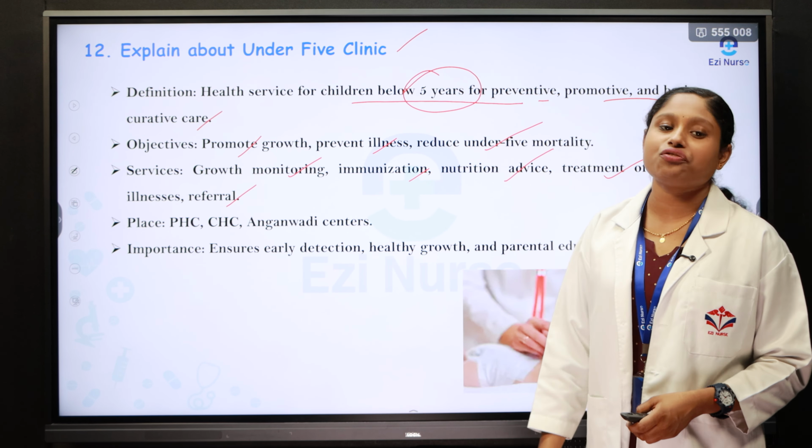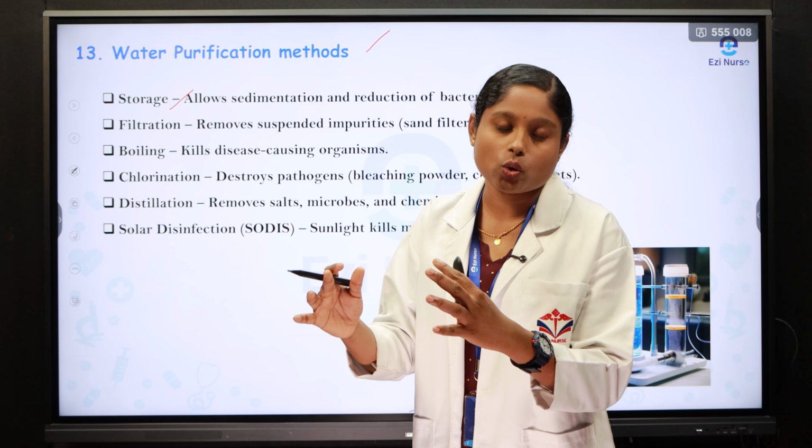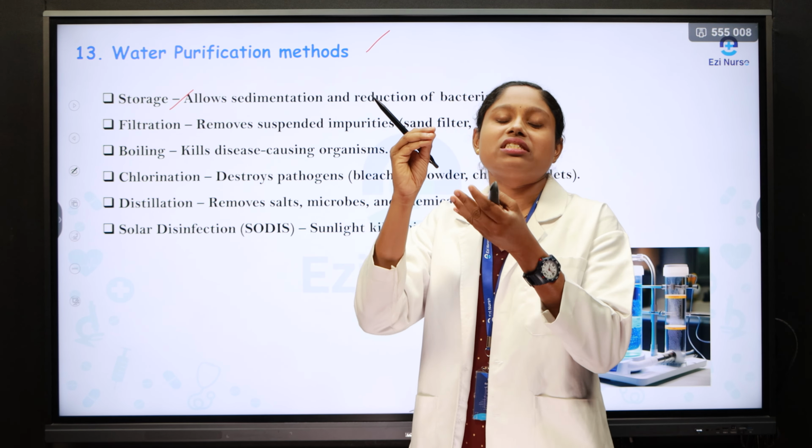So the next question, the 13th one, is: what is water purification method? So let's discuss water purification methods. First one is storage. Allows sedimentation and reduces bacteria. So we will keep the water in storage. So what happens? The waste or the sand present in the water will be sedimenting below. Slowly it will be sedimenting. So that's the first one.